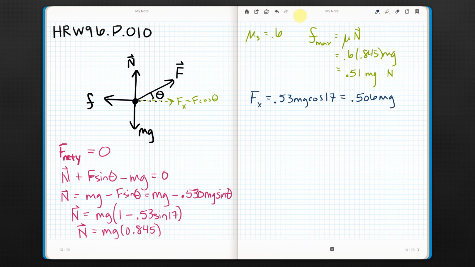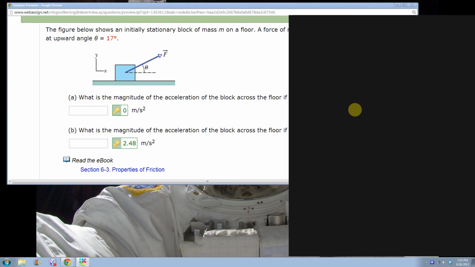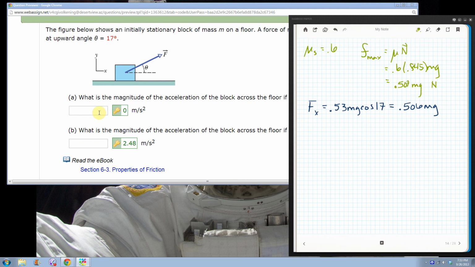I actually have to go back and look at this. This was 0.507. Oh, this got really close. Hopefully your numbers won't be quite that close, but this was actually 0.507 when I rounded up. So the maximum static friction force is more than the force that I'm pulling in the x direction. So I'm not going to break the static friction force. So the acceleration under these circumstances will be 0 because I didn't break the friction. So the acceleration is 0.